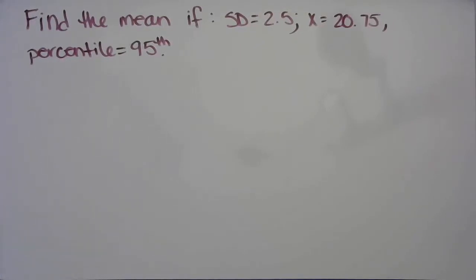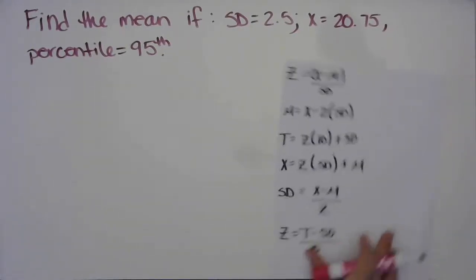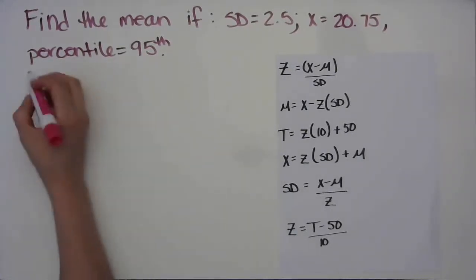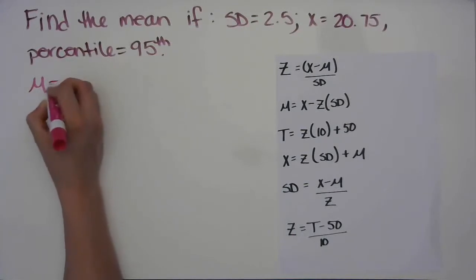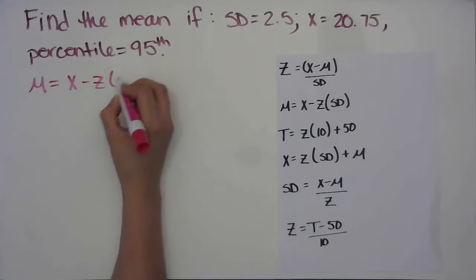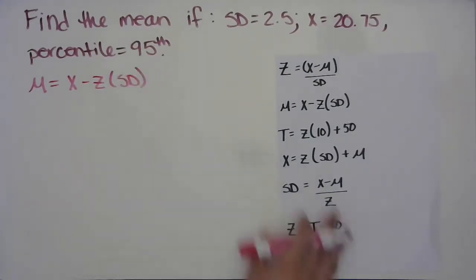For the next problem, let's find the mean if the standard deviation equals 2.5, the raw score or x value equals 20.75, and the percentile is the 95th percentile. So we are looking for the mean, so let's go ahead and pull up our list of formulas here. Our formula that we need is right here. So the mean is x minus z times the standard deviation.